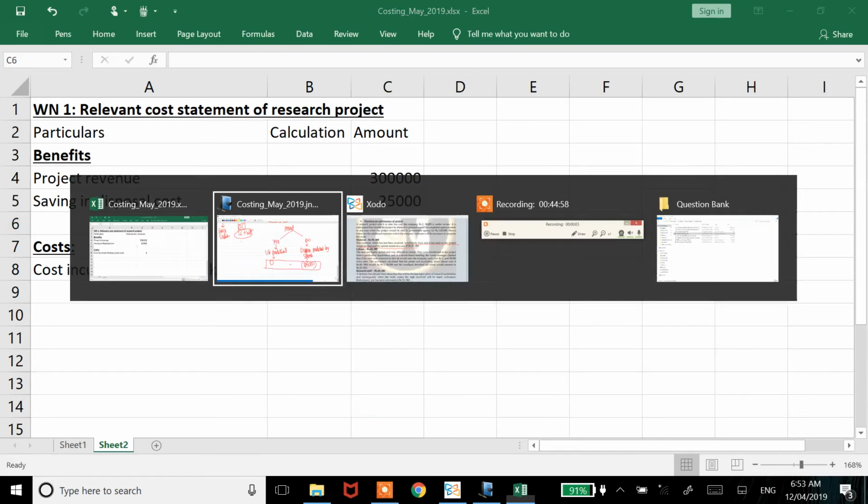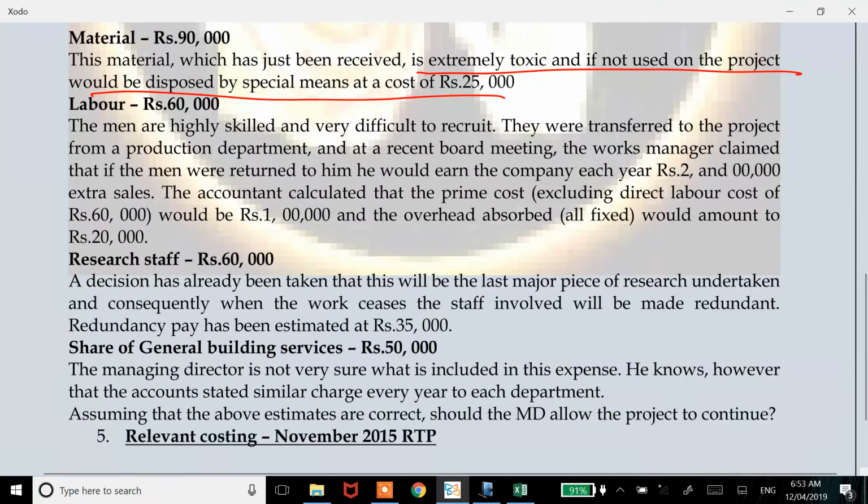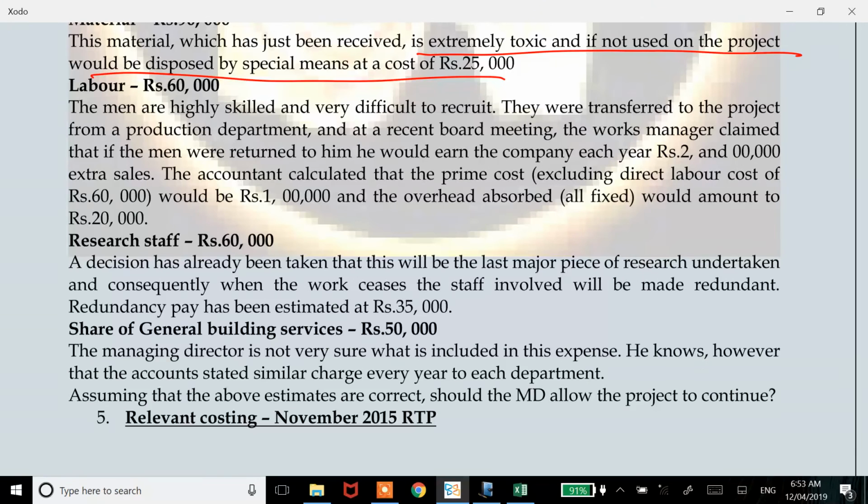Any doubts on this? Read the labor part and tell me the relevant cost. If you have understood that example, this will be easy to do. There's one mistake here. This 'and' will not come. This is 2 lakhs. Read that line and let me know what should be the relevant cost.